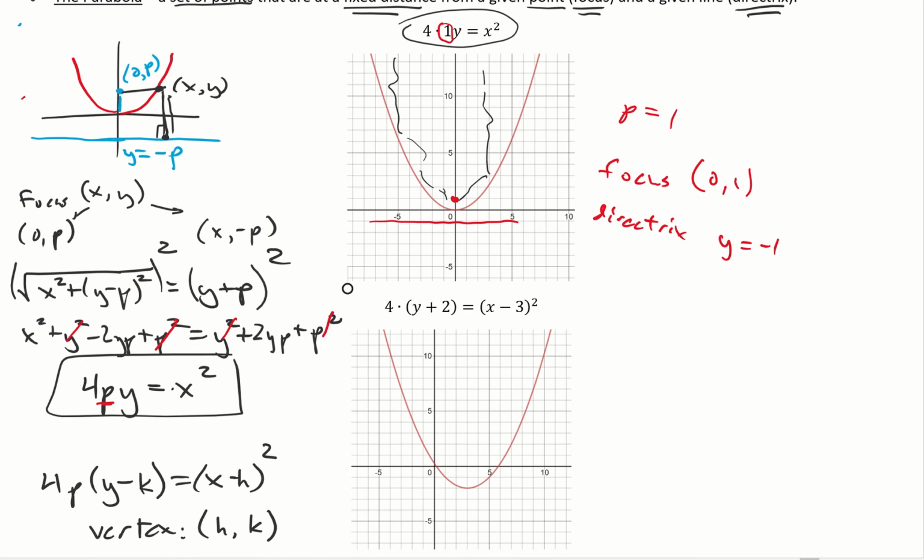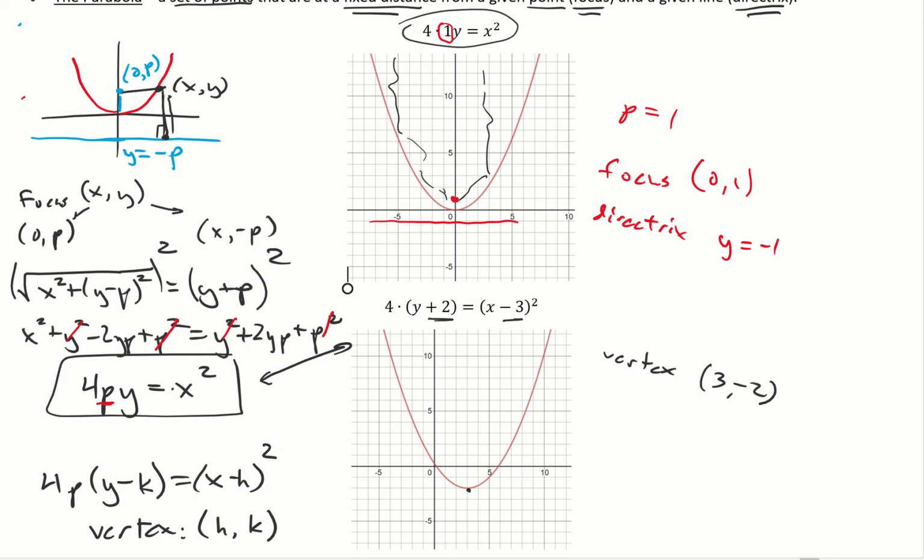In this particular case, I graphed 4 times 1 times (y plus 2) equals (x minus 3) squared. So you can say, hey, I know what the vertex is, and you can read it from the graph. It's over 3 and down 2. The vertex, you change the sign: (3, negative 2), because those are shifts in the graph. So in other words, instead of going 4p y equals x squared, you modify what you put in for y and also for x, and that shifts your parabola vertically and horizontally, okay?